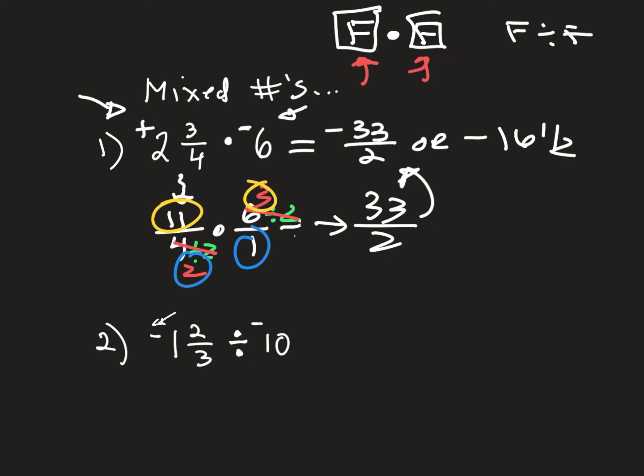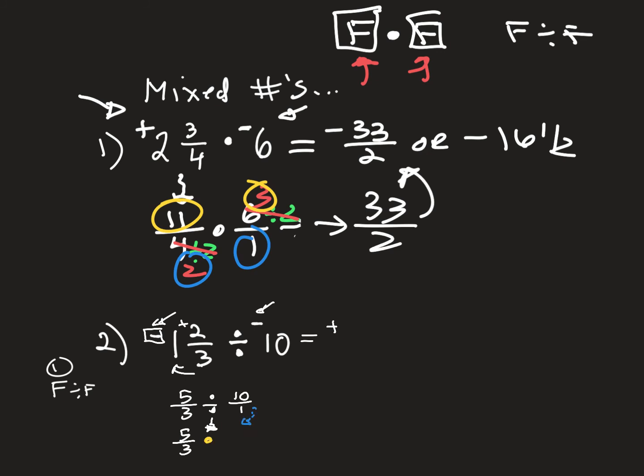Once again, a negative times a negative is a positive, so I know my answer is going to be positive. I'm going to rewrite this as a fraction divided by a fraction first by changing the mixed number into an improper fraction by multiplying and adding. I'm going to ignore the negative. 3 times 1 is 3, 4, 5, so that gives me 5/3 divided by 10/1.